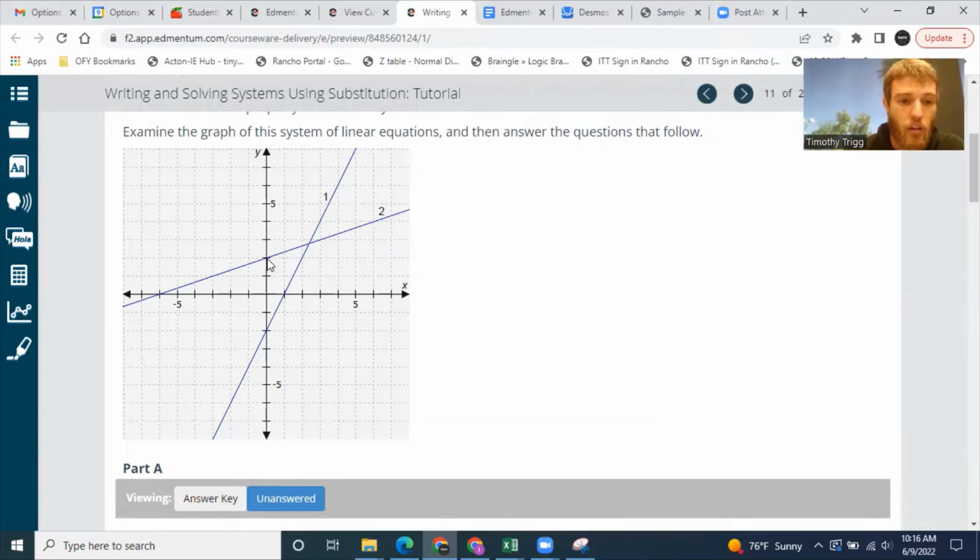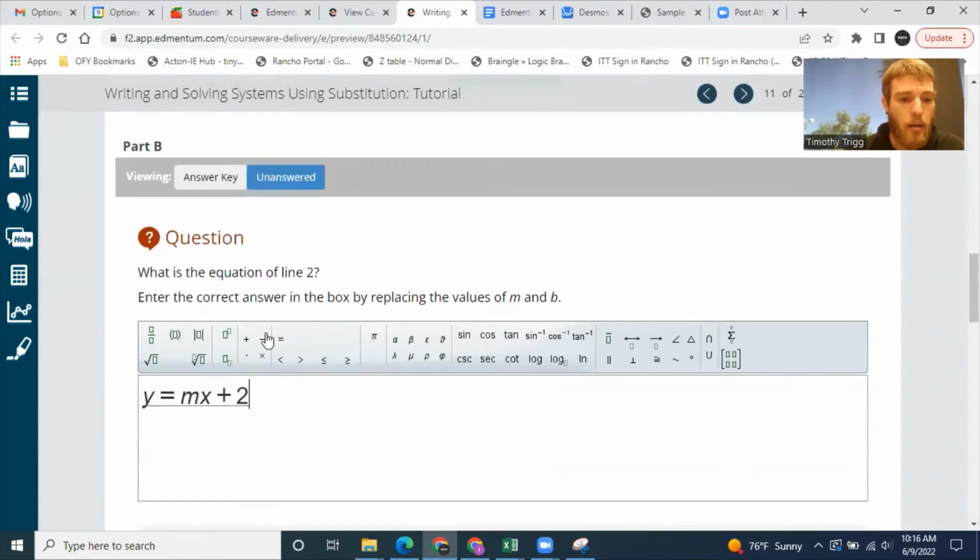So I can look from this y-intercept and rise 1, run 3. So rise 1, run 3. So what would I put here? I would use this fraction bar, rise 1, run 3. So 1/3 is our slope for line 2 and a y-intercept of 2.